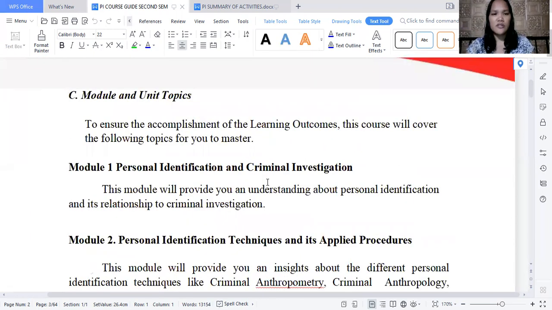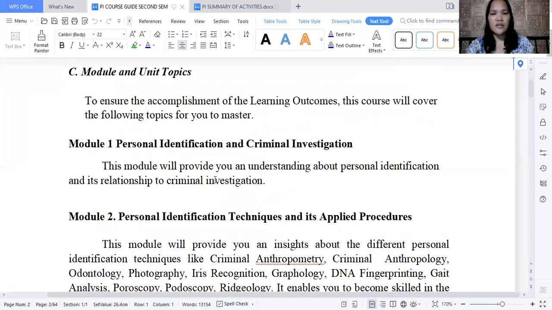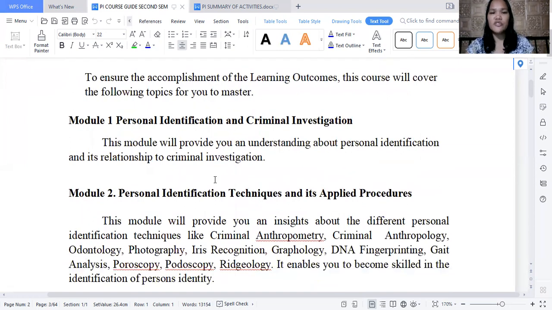For the modules and unique topics, these are the different modules with their respective titles and, of course, the details about them. Module 1: personal identification techniques and criminal investigation. This module will provide you an understanding about personal identification and its relationship to criminal investigation. Module 2: personal identification techniques and their applied procedures. This would also provide you insights about the different personal identification techniques.